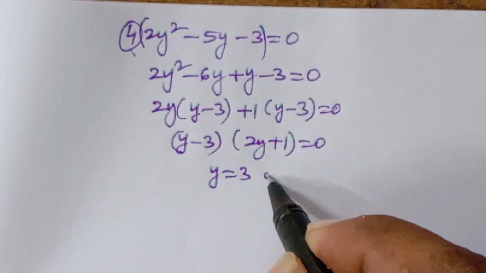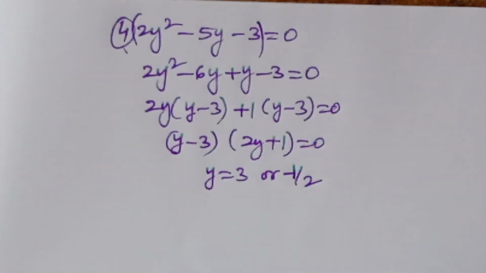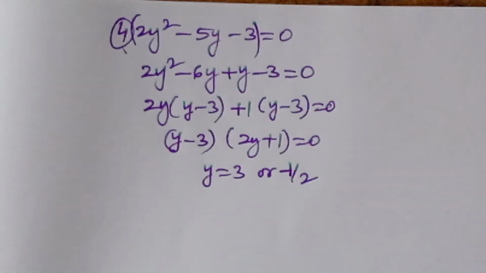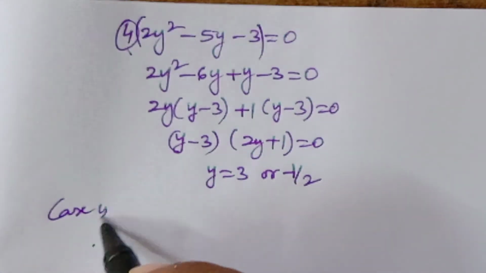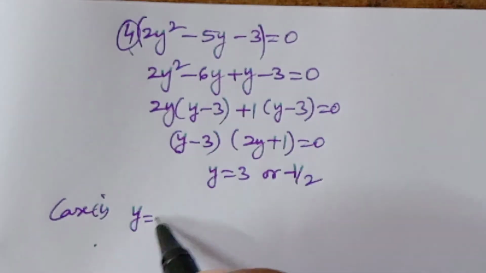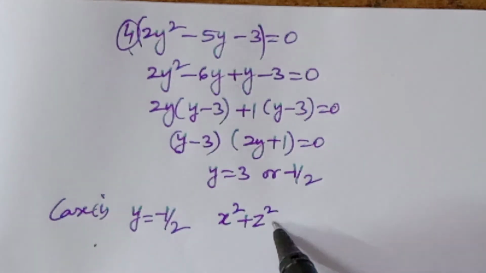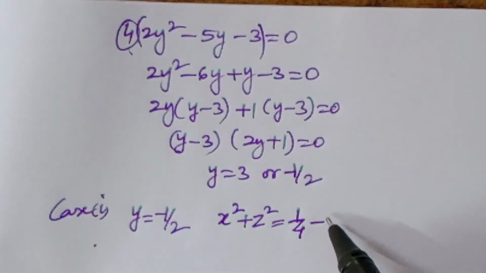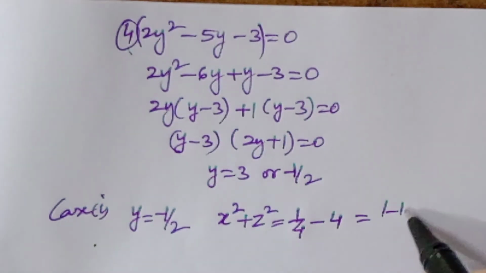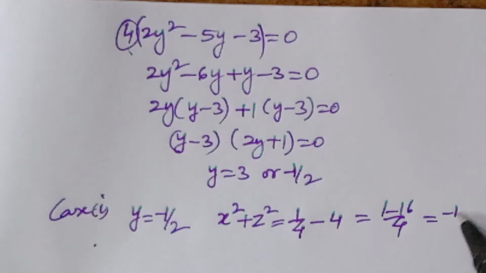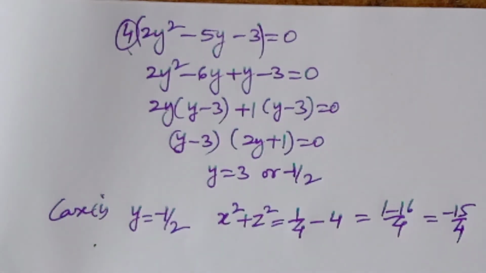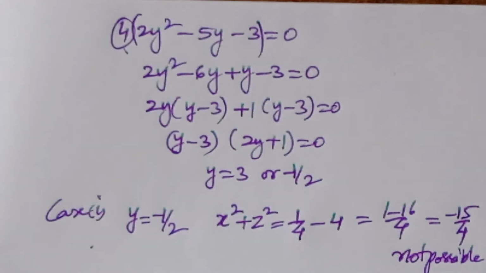So y is equal to 3 or minus 1 by 2. Now we will take the first case. Case 1, y is equal to minus 1 by 2. If you take the x square plus z square value, here 1 by 4 minus 4, you will get 1 minus 16 by 4, so minus 15 by 4. So it is not possible to take minus 1 by 2, because the values do not belong to R.